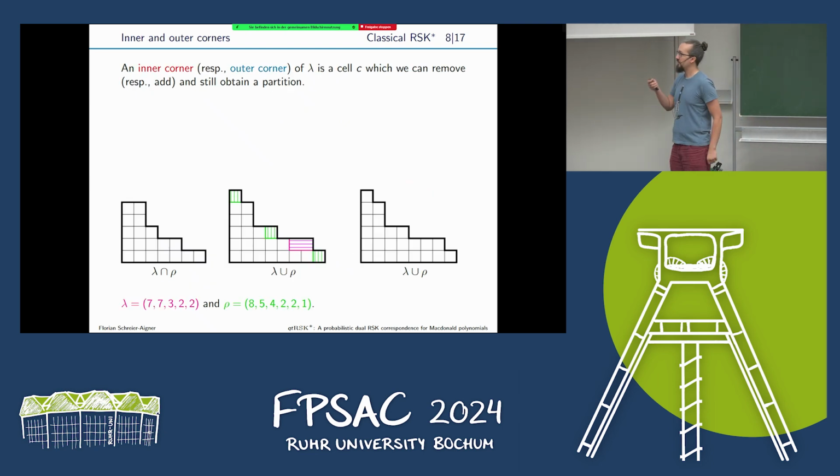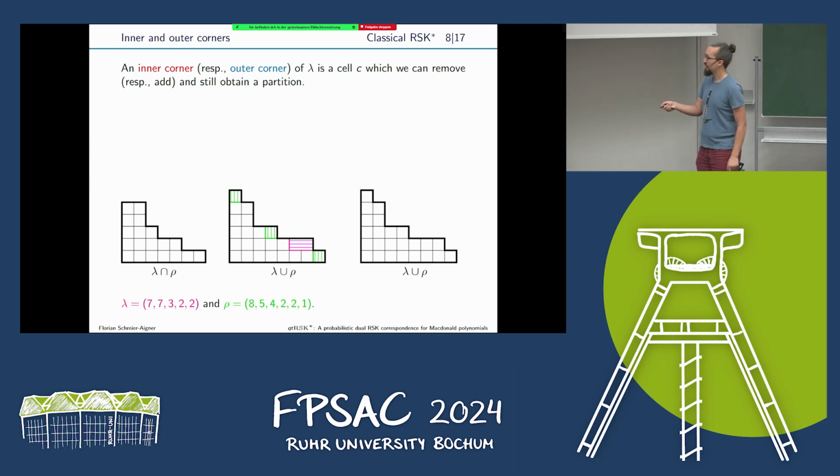What we need are inner and outer corners. An inner corner generally is a cell we can remove and still have a partition, and outer corners are cells we can add, and it's still a partition. But in our case, we have some extra conditions with this lambda and rho. First, let me explain these pictures below. We have the intersection of lambda and rho for a specific example, and its union. Here in the middle, I drew the union, where boxes which are in rho but not in lambda are green and have these vertical shading, and boxes which are in lambda and not in rho have this red horizontal shading.